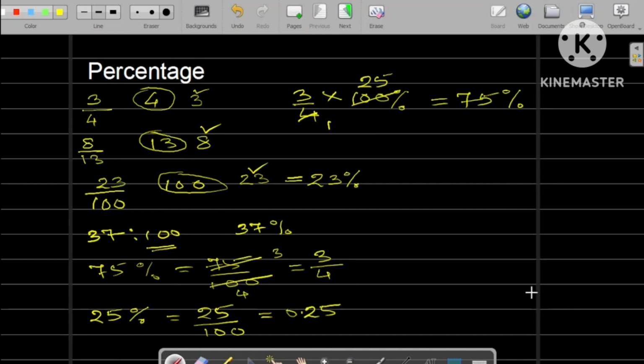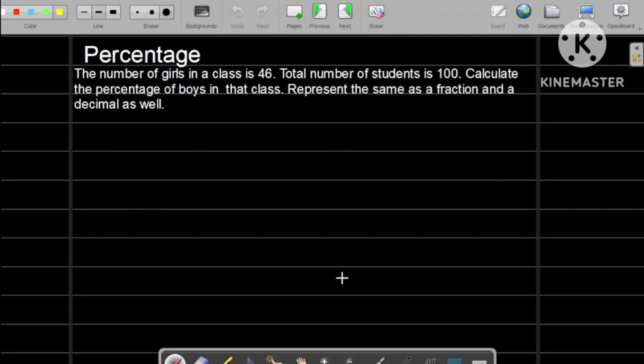So we have converted a percentage into its decimal equivalent over here, and we have converted a percentage into its fractional equivalent over here. Okay, the number of girls in a class is 46. Total number of students is 100. Calculate the percentage of boys in that class. Represent the same as a fraction and a decimal as well.